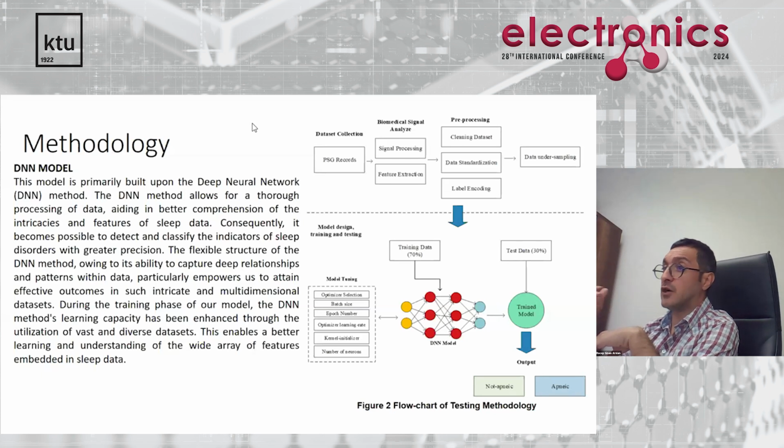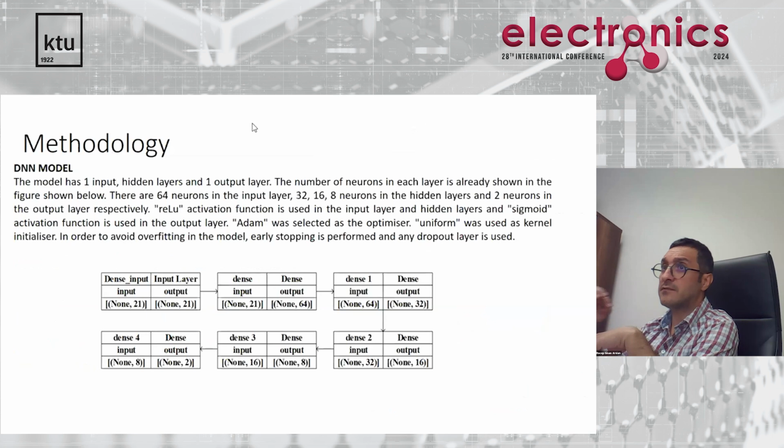During the training phase of our model, the DNN method's learning capacity has been enhanced through the utilization of a vast and diverse dataset. This enables better learning and understanding of the wide array of features embedded in the sleep data. The model has one input layer, hidden layers, and one output layer. The number of neurons in each layer is shown in the figure below. There are 64 neurons in the input layer, 32, 16, and 8 neurons in the hidden layers, and 2 neurons in the output layer, respectively.